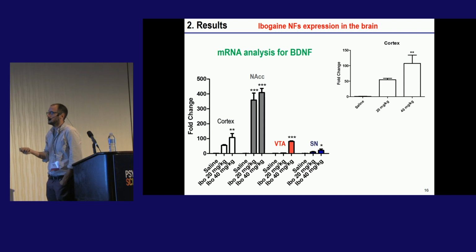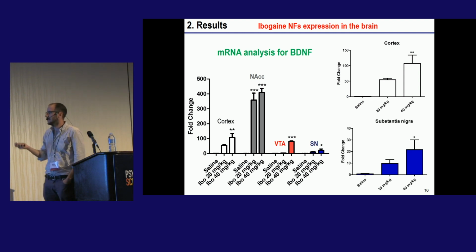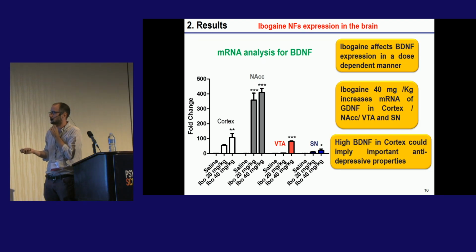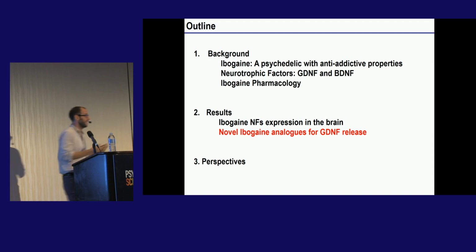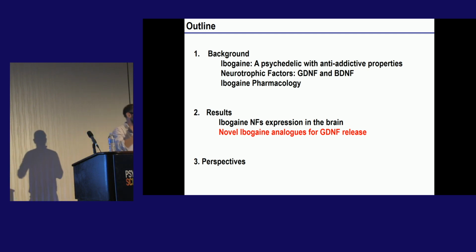And this is important because BDNF has been related, as I told you, with antidepressant properties. I will go a little bit faster. Here in the substantia nigra, we also see an increase. But we want to follow up on this to see if it could explain some antidepressant properties. We want to study that a little bit more. So that is about the neurotrophic factor abilities of ibogaine itself.